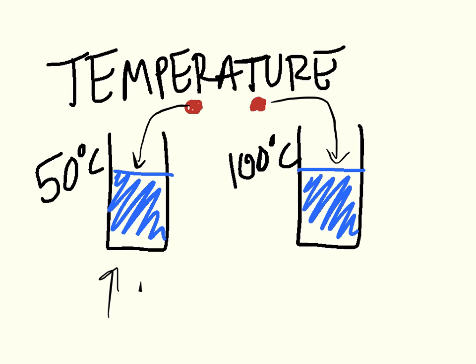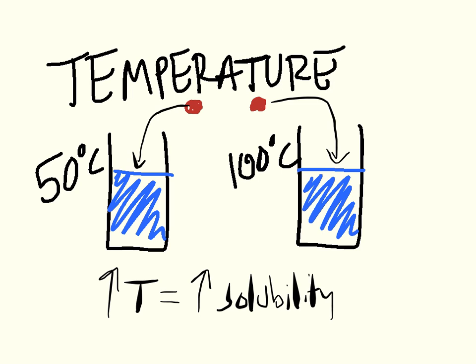Higher temperature equals higher solubility because of the same logic. The molecules are able to collide more often. The solvent is able to collide with the solute, overcome the electrostatic attraction within the solute, and break it apart. This is because when the temperature goes up, molecules move faster, so when they move faster, they collide more and cause dissolving to happen faster.